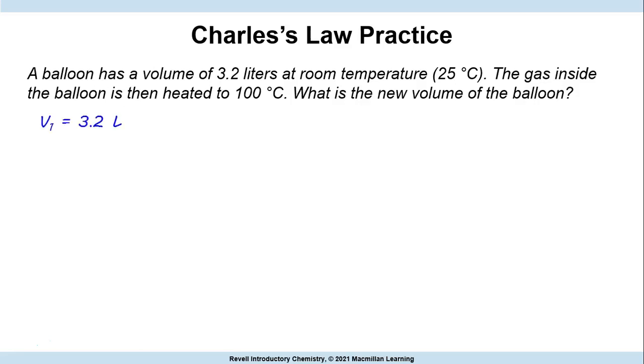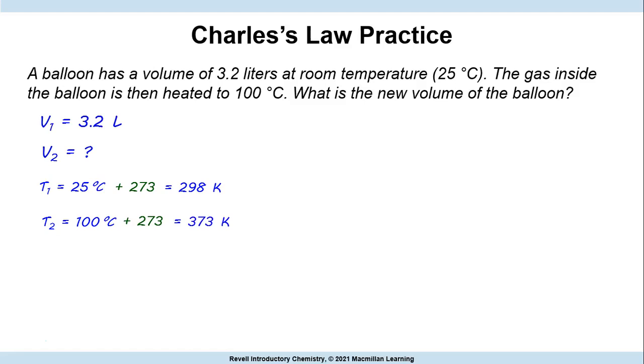Now, let's collect the data. The initial volume, which is V1, is 3.2 liters. The V2 is what we've been asked to calculate. What is the new volume? So that is what we are looking for. T1 is 25 degrees Celsius, but we must convert it to Kelvin. So that is 25 degrees Celsius plus 273, and that gives us 298 Kelvin. T2 is 100 degrees Celsius, and we must convert it to Kelvin. So we add 273, that gives us 373 Kelvin.